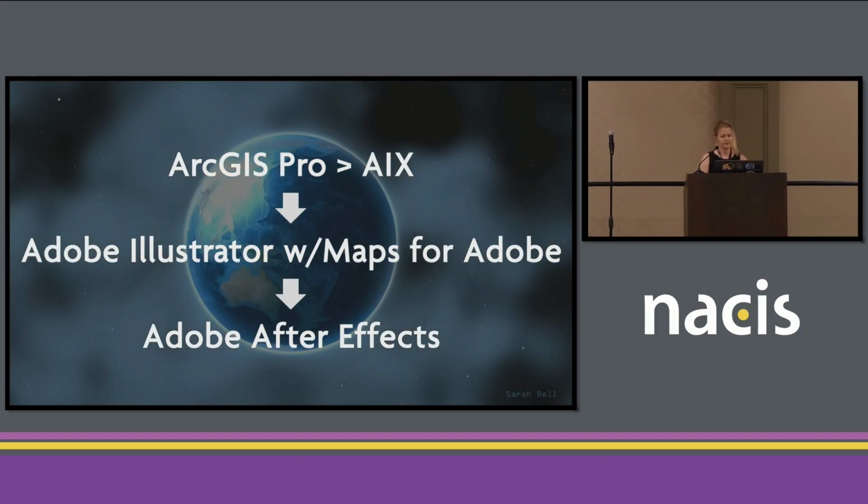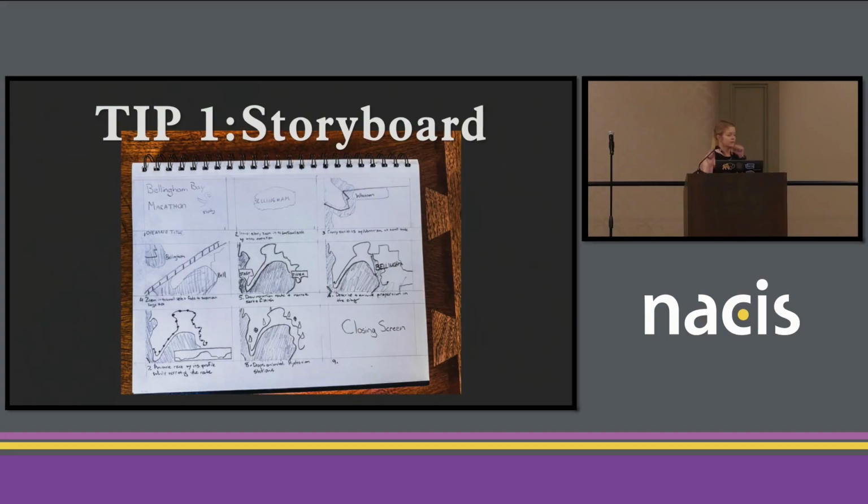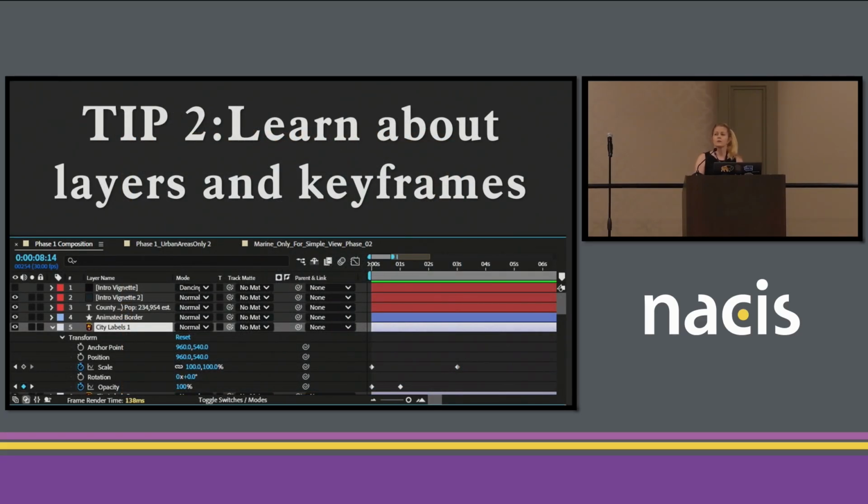So let's start with tip number 1. Tip number 1 is that storyboarding your animation vision is very important for executing a successful map. This is very true. You'll see why in a moment, but I highly recommend starting with the storyboarding. Storyboarding also includes tip 2, understanding layers and keyframes in After Effects.